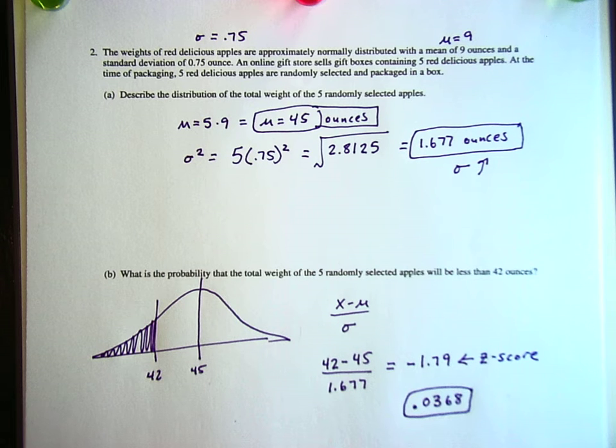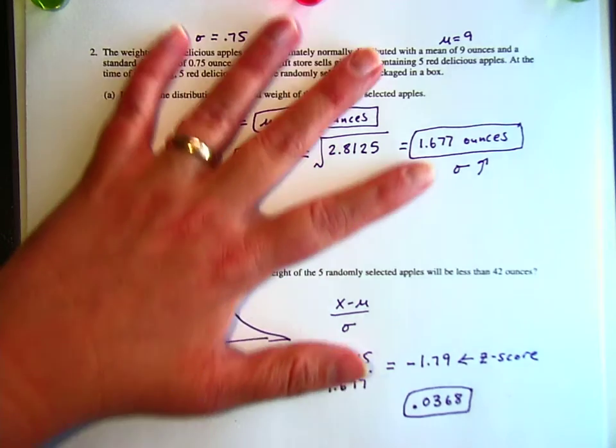And yeah, because they're talking about population means here. They're talking about the weights of all red delicious apples being approximately normal with a mean of that and a standard deviation of that. They're not talking about going out and getting a sample of some stuff. This is a population mean.